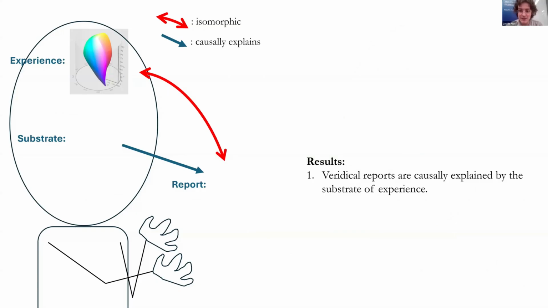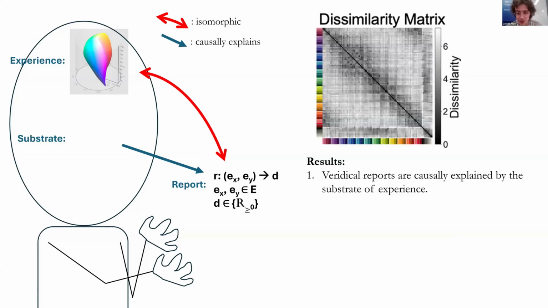Here I take the color similarity structure as my example. A report of an experience is realized in behavior, and such behavior can be captured by a functional structure. In this example, the function captures the responses of subjects who rate the similarity of pairs of colors. These ratings populate a dissimilarity matrix from which we derive a color similarity model.